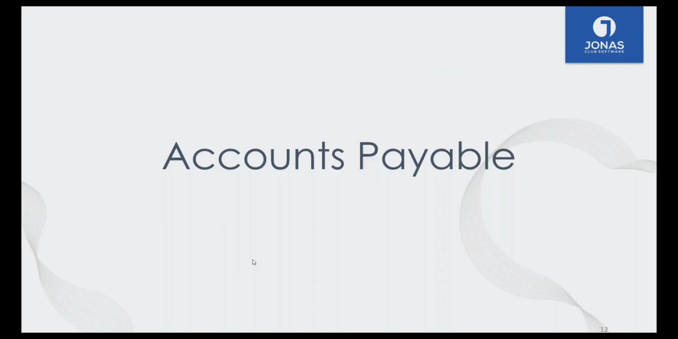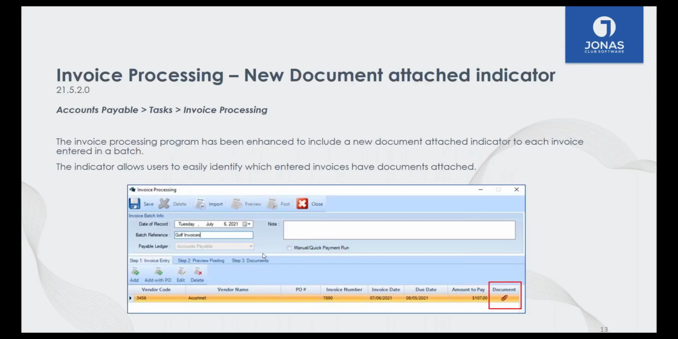So next up, we've got some features in accounts payable. This one in particular, we have added a new document attached indicator. So what this does is allows you to attach documents into accounts payable, which we've actually always been able to do with our document management module. But the specific feature here that you have is you can, once you attach the documents, back in step 1 of the invoice entry screen, you can actually see which invoices you've attached documents towards and which ones you have not.